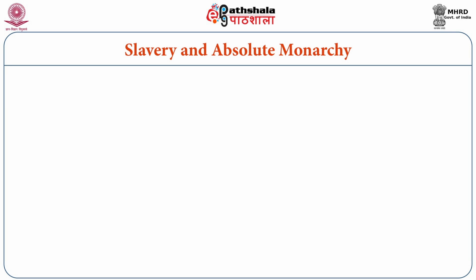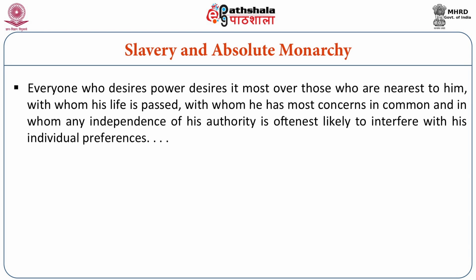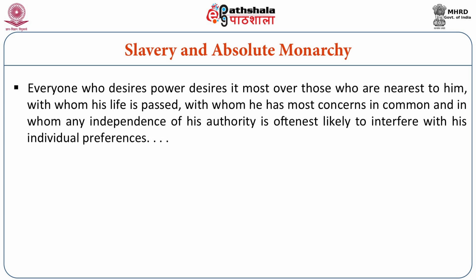The next part, titled as Slavery and Absolute Monarchy. Everyone who desires power desires it most over those who are nearest to him, with whom his life is passed. Now just understand this thing. Do we want to control those people who are sitting in other countries? Yeah, we are not concerned with them? No. We want to control those people with whom we want to live our life. The same way, Mill says that with whom he has most concerns in common and in whom any independence of his authority is likely to interfere with his individual preferences. So that is the reason of the slavery and absolute monarchy.